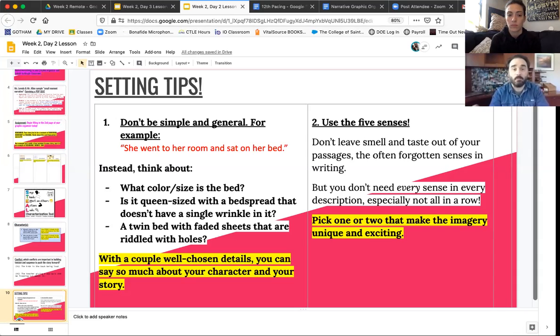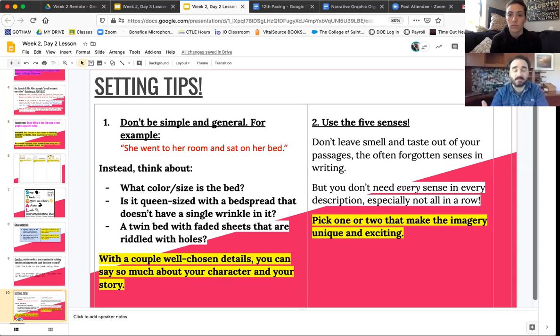How big is the room? How big is the bed? Is there someone else in the room? Has it always been her room? Is it someone else's room? And are there clean sheets, dirty sheets? Is it a clean room? Are the windows open or closed? Are there no windows? Make sure that you pick the details that are most important to your story.